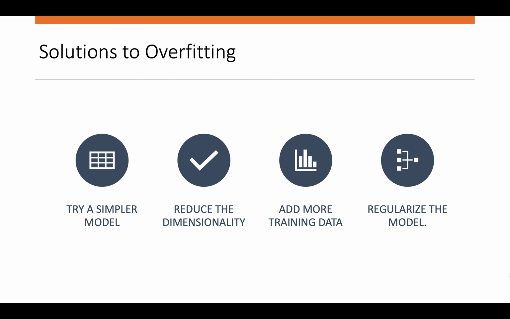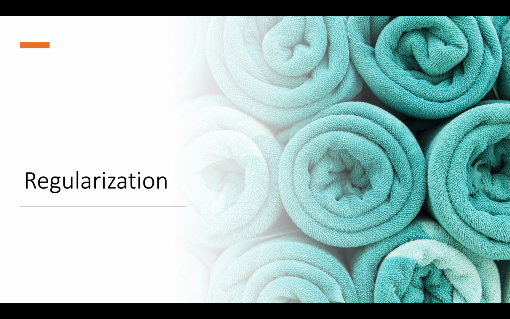So what could be done to overcome the overfitting problem? One approach is to try a simpler model: linear instead of polynomial regression, or a support vector machine with a linear kernel, or a neural network with fewer layers or input units. Another way is to reduce the dimensionality of the example, for example, by using some dimensionality reduction techniques. We could also add more training data if possible. And finally, we could do regularization, or regularize the model.